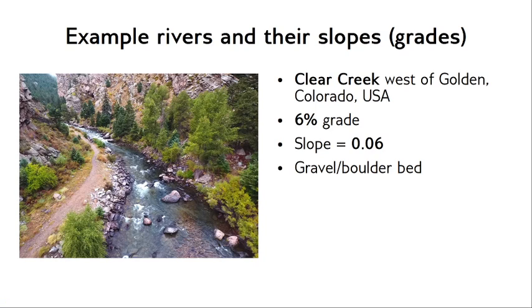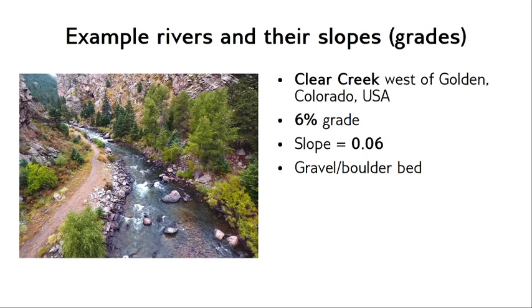I wanted to show you a few examples before we get too far ahead, just so you have some pictures in your mind of what rivers with different slopes might look like. So this is Clear Creek. It's west of Golden, Colorado in the US, and its slope gets up to 6%.